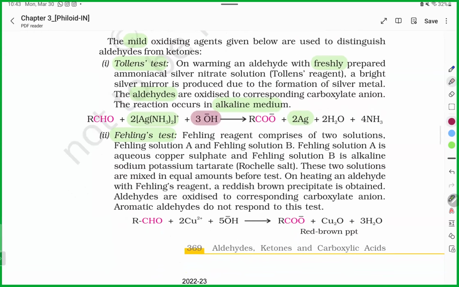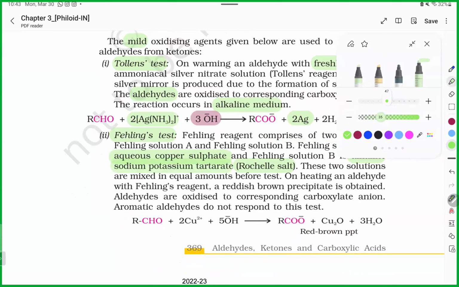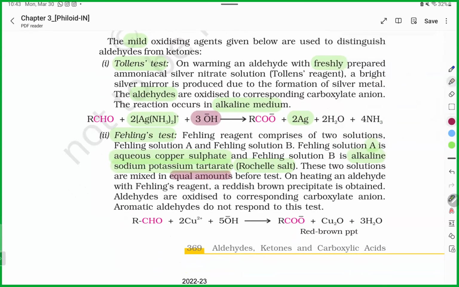If you take Fehling's test, it has solution A and solution B. Solution A is aqueous copper sulfate, and B is Rochelle salt, alkaline sodium potassium tartrate. Both are mixed in equal amounts. When aldehyde gives this reaction, a reddish brown precipitate of copper oxide is formed. Only aldehyde will give this reaction, and that too aliphatic aldehyde.